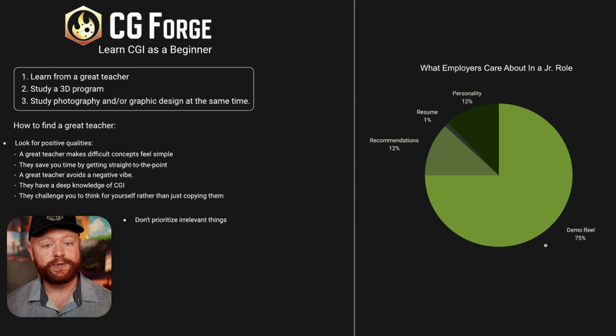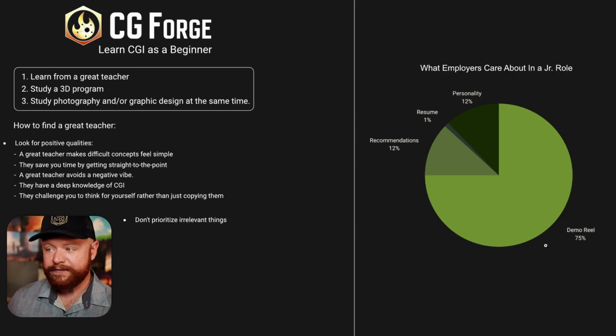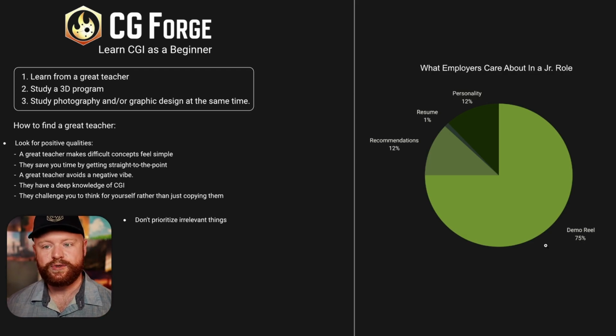People always like to trust their friends when hiring new people. And 12% is going to come from your personality. You obviously have to work well with people. You want to be the person that you would want to work with. However, you'll notice that the resume part, that is the actual paper and the bullet points of what you've done and what you know, that only really makes up 1% of the decision making. In the world of CGI, they don't care about your resume as a junior artist.